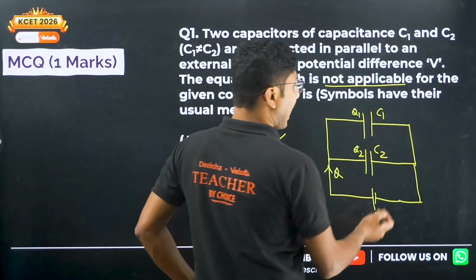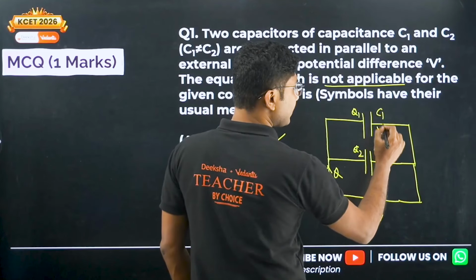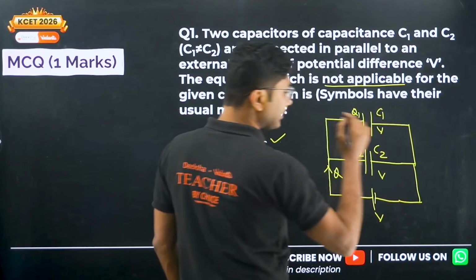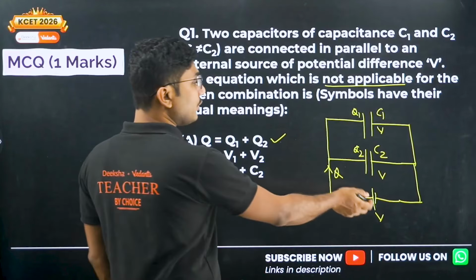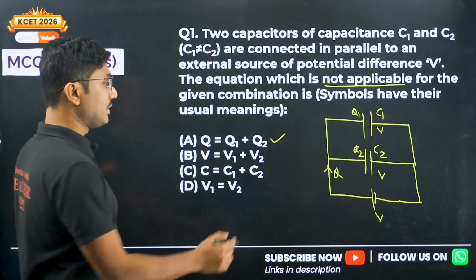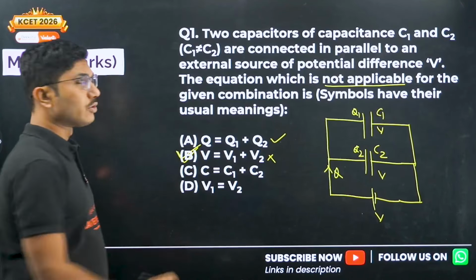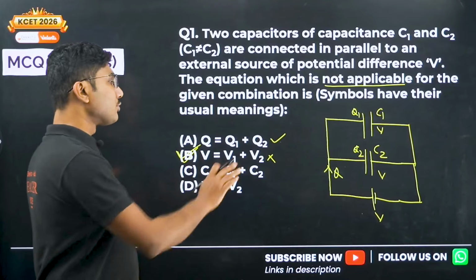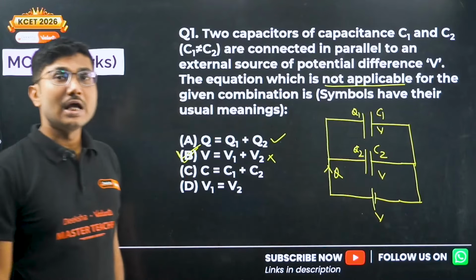Now what about V is equal to V1 plus V2? We know that in parallel combination, if voltage you apply is V, then the same voltage is applied across this, and same voltage is applied across the second capacitor as well. So V equals to V1 plus V2 is not correct. So this is our answer. This one is our answer, but we will check the other 2 options as well. C equals to C1 plus C2. So equivalent capacitance in parallel combination is given by C1 plus C2.